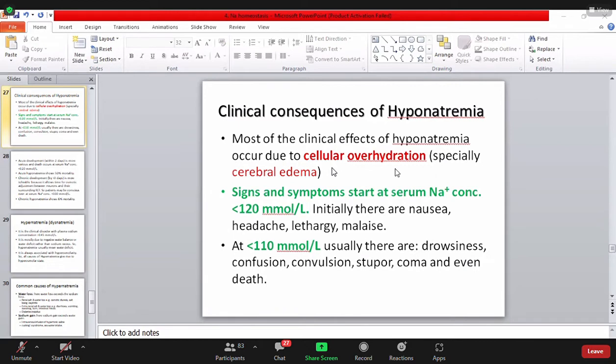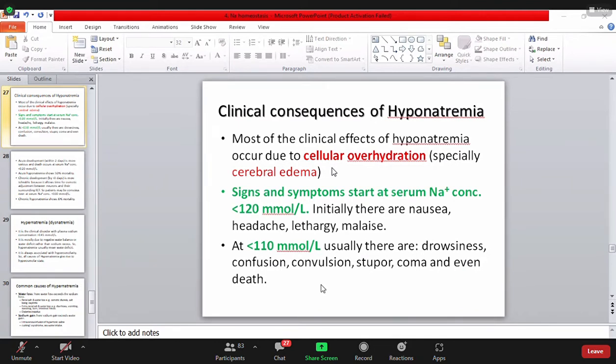And signs and symptoms start at serum sodium concentration less than 120 millimole per liter. What are the signs and symptoms? Nausea, vomiting, headache, lethargy, malaise, etc. And when sodium concentration is less than 110 millimole per liter, there are drowsiness, confusion, convulsion, stupor, coma, and even death occurs.